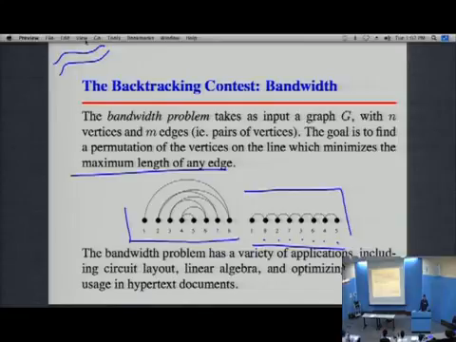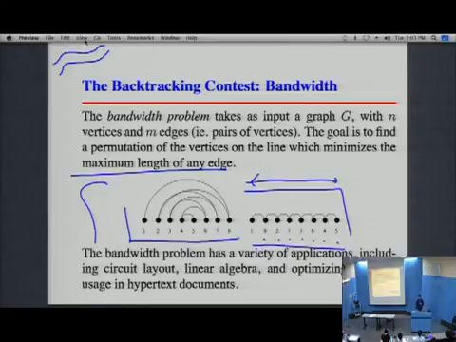Does everybody see this? In this drawing, what is the maximum length of any edge? From 1 to 8, right? Which, depending on how we count, is probably 7. There was a way to rearrange or permute the vertices so that, in fact, the edges could be shorter. Our goal is, input a graph, output a permutation such that the edges are as short as possible. Any questions about that? Yes? We assume it's an undirected graph. This is an undirected graph problem.